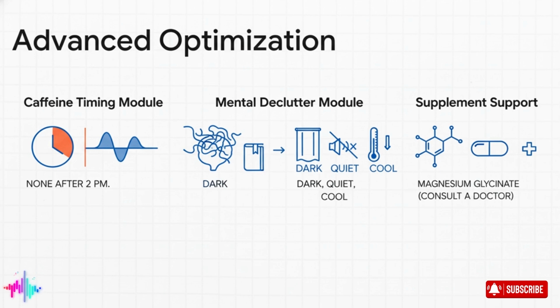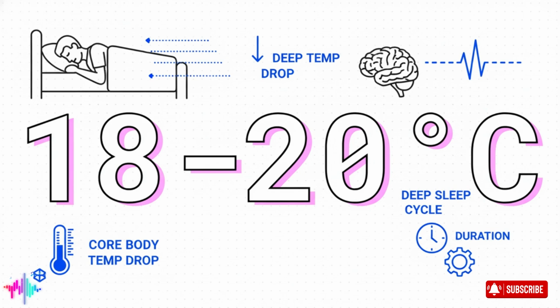Next, mental declutter. Journaling for just 5 minutes before bed can help shift your brain waves from that active beta state to a calmer alpha state, which is perfect for priming you for rest. And finally, your environment. It has to be meticulously optimized. And the data is crystal clear on this one.